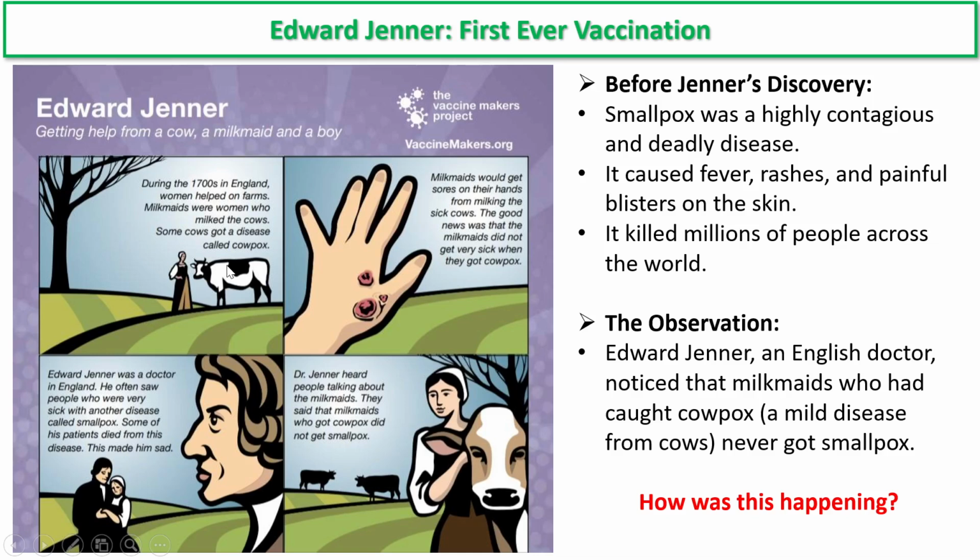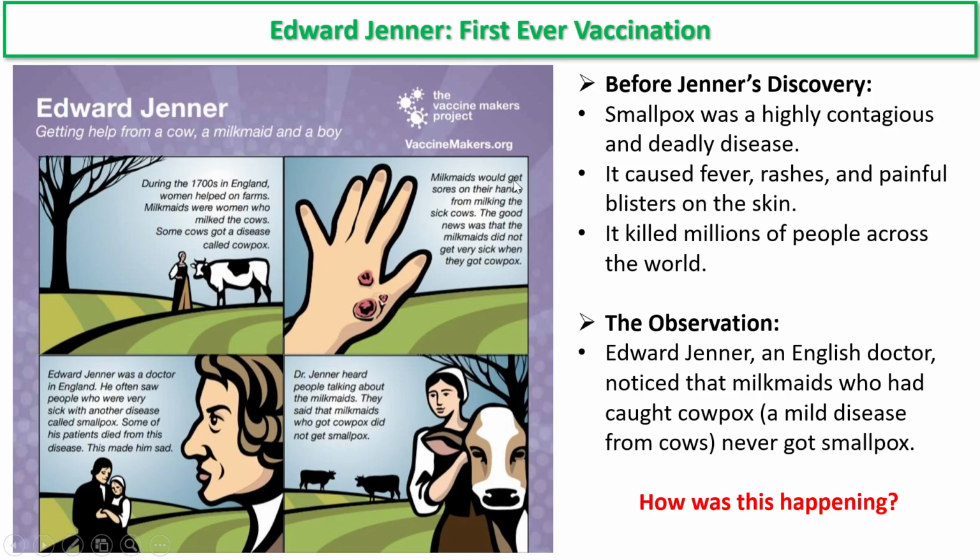Those were milking the cow, and these women were exposed to the cowpox. Cowpox is a disease that is observed in cattle, in the cow. He noticed that during the 1700s in England, women helped on farms. Milkmaids were women who milked the cows. Some cows got a disease called cowpox. These cows were infected with the cowpox.